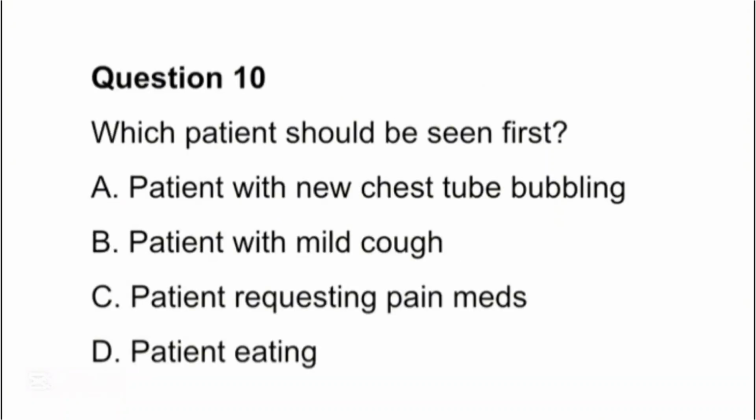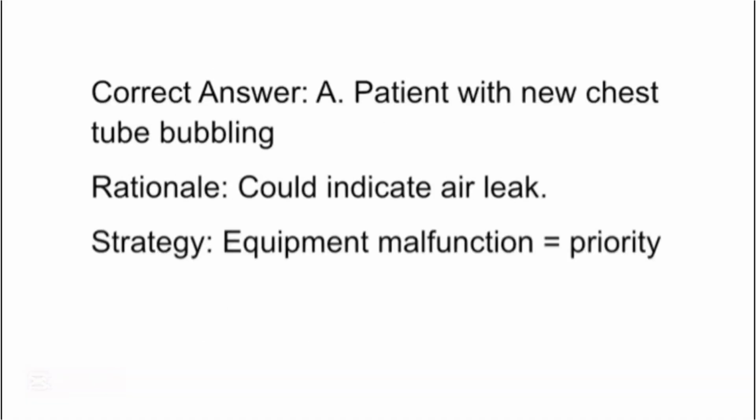Question 10. Which patient should be seen first? A. Patient with new chest tube bubbling. B. Patient with mild cough. C. Patient requesting pain meds. D. Patient eating. Correct answer, A.